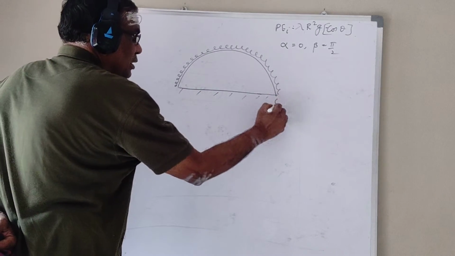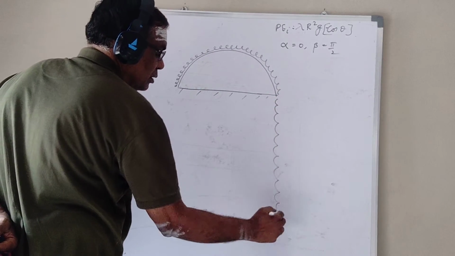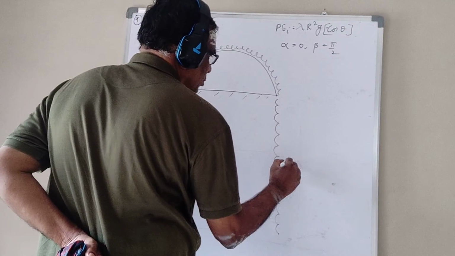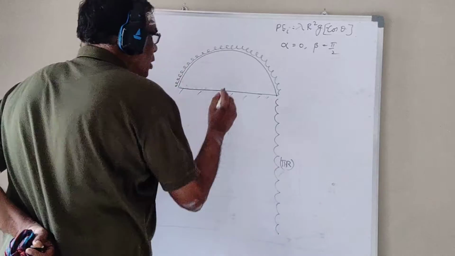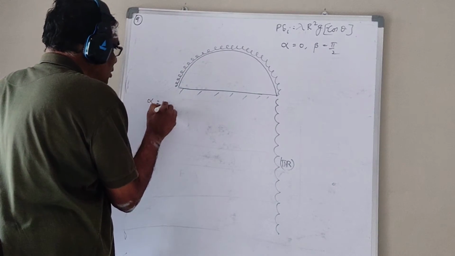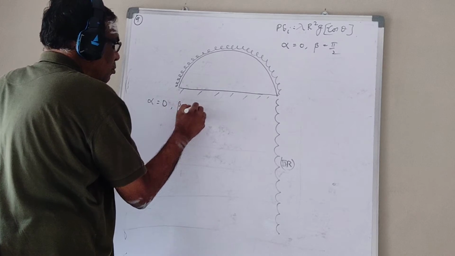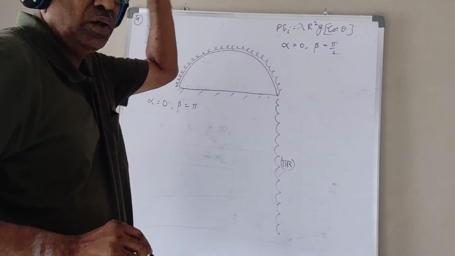Suppose if I take like this, what is the total length? Pi r. So what is alpha? 0. And 0 to what is beta? Pi. That's all you have to do there.